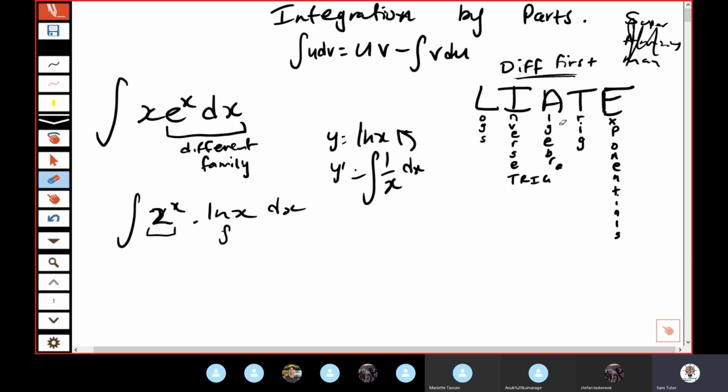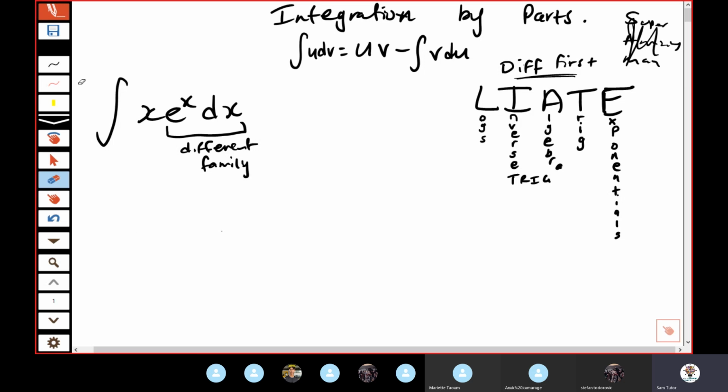Let's rub all this out because you won't need it just yet. What you need is just this acronym more than anything. The reason I've written it in this order is, if you've got, let's say, log with a trig, you would differentiate the log and integrate the trig. And the reason you don't mind integrating trig is because you have freedom with trig, right?